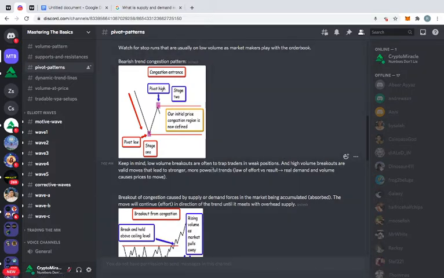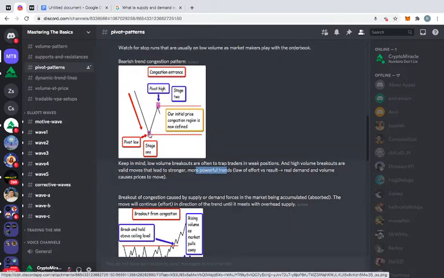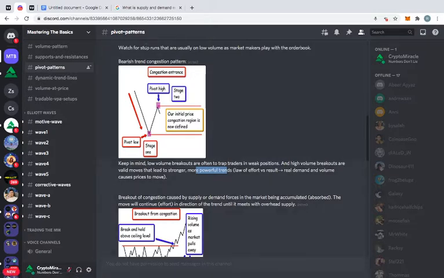So yeah, keep in mind, low volume breakouts are often bull traps, or to trap traders in weak positions. So these are like stop hunts. And high volume breakouts are valid moves that lead to stronger, more powerful trends. Just like if you're getting filled right here, the shorts are getting filled, you're expecting and anticipating their short squeeze. So you're going to want to work with the bulls. You're going to want to work on the side of the bulls to push and squeeze. That's the game that we play. It's the market. Okay. So the valid moves lead to stronger, more powerful trends.